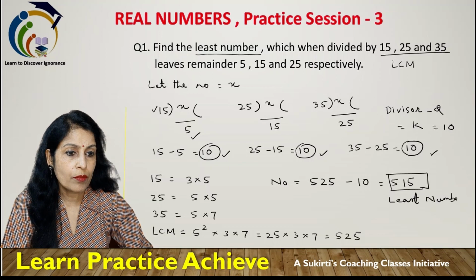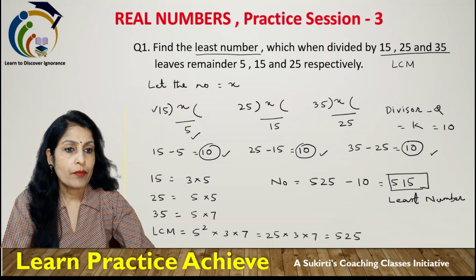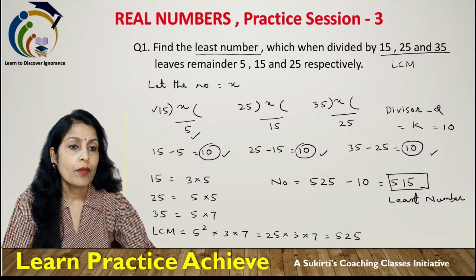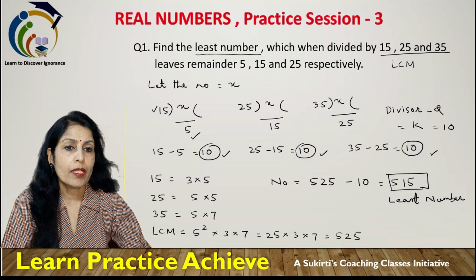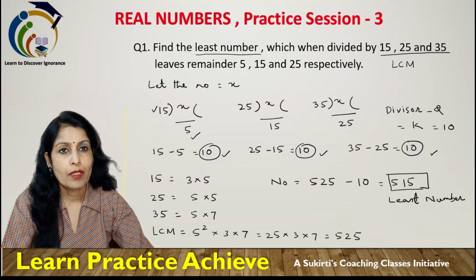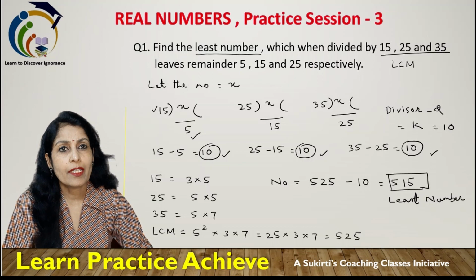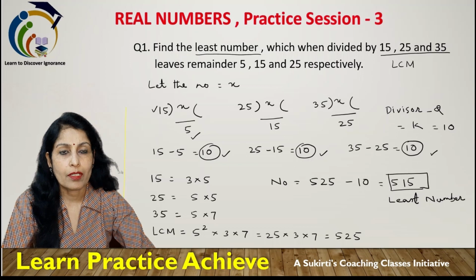When it is divided by 15, you will get a remainder 5. When you divide it by 25, you will get a remainder 15. And when you divide it by 35, you will get a remainder 25. So check this answer and tell me whether it is coming correct or not.